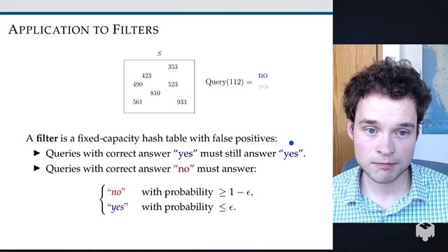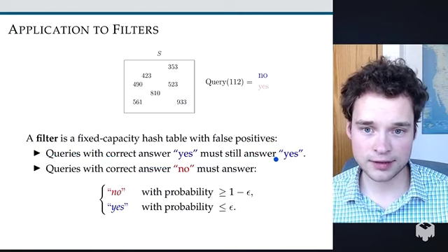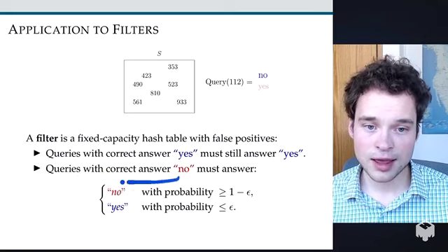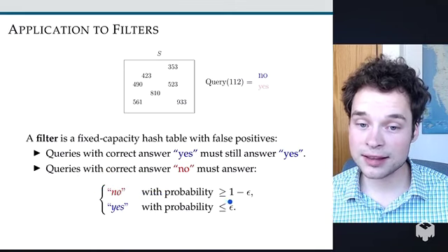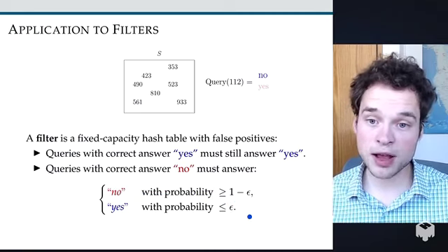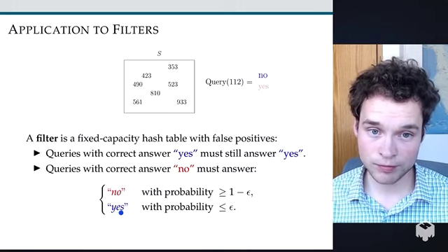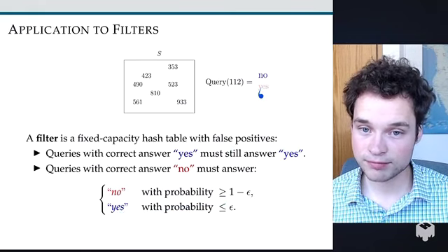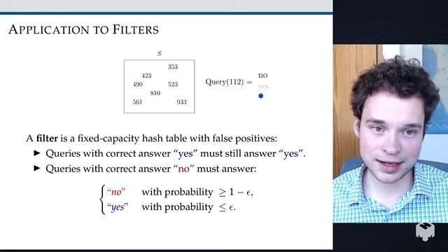What does that mean? Well, queries that were supposed to receive an answer of yes, they still receive an answer of yes. But if a query was supposed to receive an answer of no, now what's going to happen is the filter guarantees that it will respond no with probability at least 1 minus epsilon, but with some small false positive failure rate, epsilon, you'll actually get an answer of yes, even though the answer should have been no. So a filter is a hash table with rare false positives.